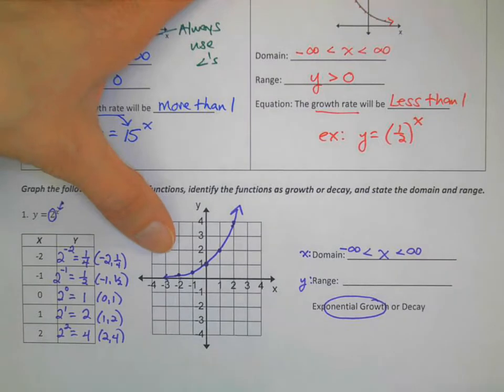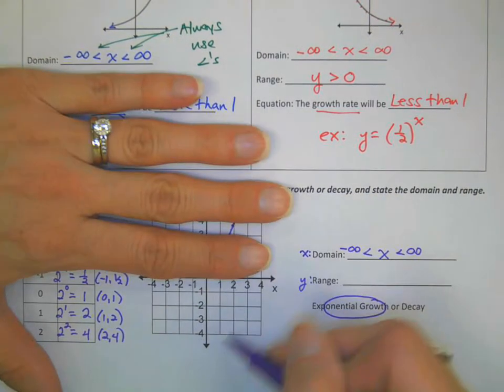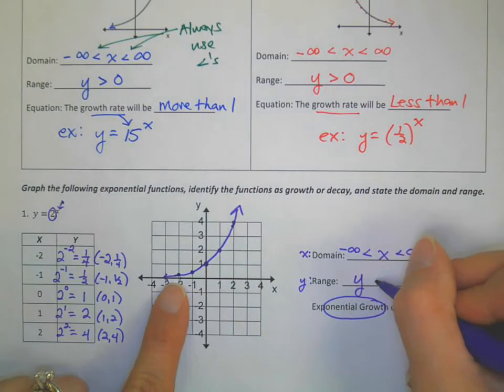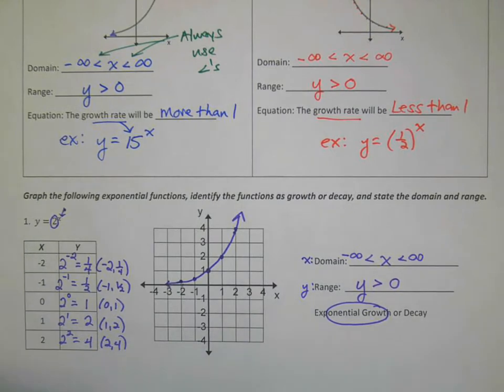Now, how about the range? The range numbers, there's no y's down here. All of the y's are more than 0. So that is an example of exponential growth. Okay, let's turn the page.